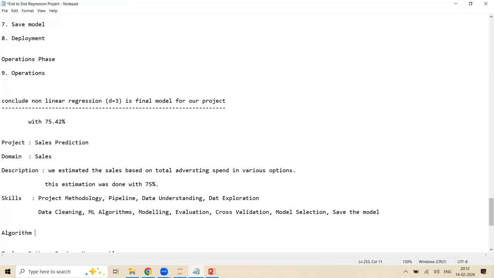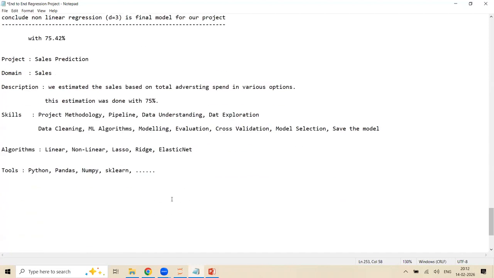Algorithms. What algorithms have you applied for this? You are going to write here: linear, non-linear, lasso, ridge, elastic net. You are going to write it like this. And the entire project, whatever code is there, you are going to upload to your GitHub. Now they'll understand, okay, this person knows everything. What are the steps he has done?